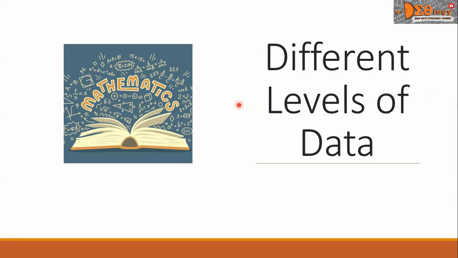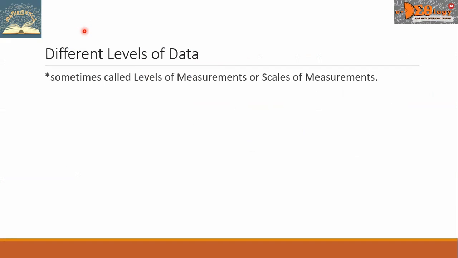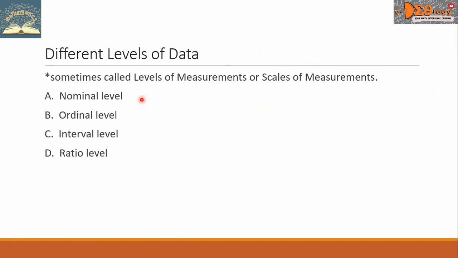Hi everyone! Today we're going to study different levels of data. The different levels of data is sometimes called levels of measurements or scales of measurements. Here are the four levels of data. Letter A, nominal level. B, ordinal level. C, interval level. And D, ratio level.